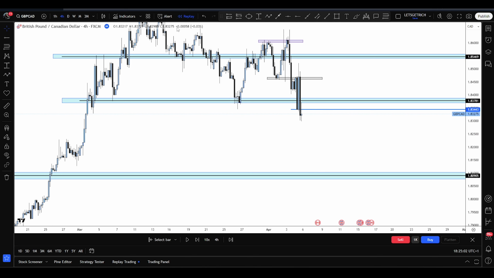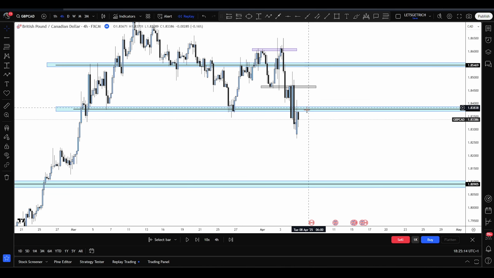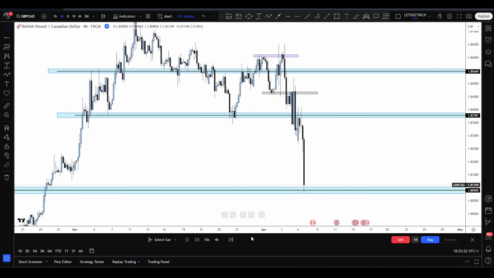So if I play price now, you'll be able to see we came straight into this level and disregarded this one. So I was like, okay, cool, this 4 hour level, or this daily level, which is also being respected on the 4 hour, is coming into play. So let's fast forward it a bit, and you can see it's gone and done, and it's hit target.